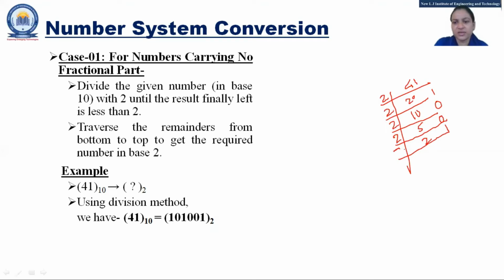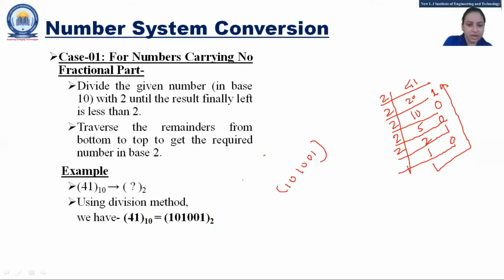When 2 is divided by 2, the remainder is 0. Now we have to traverse from the last remaining remainder, from 1 to 1 2 till this point. So the binary number we get here is 1 0 1 0 0 1.